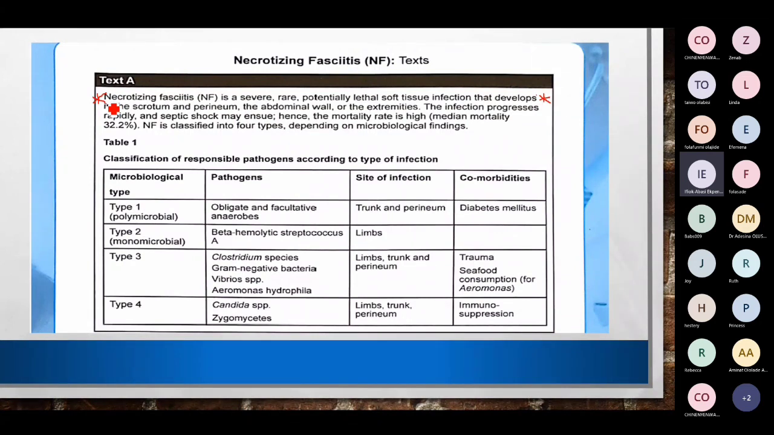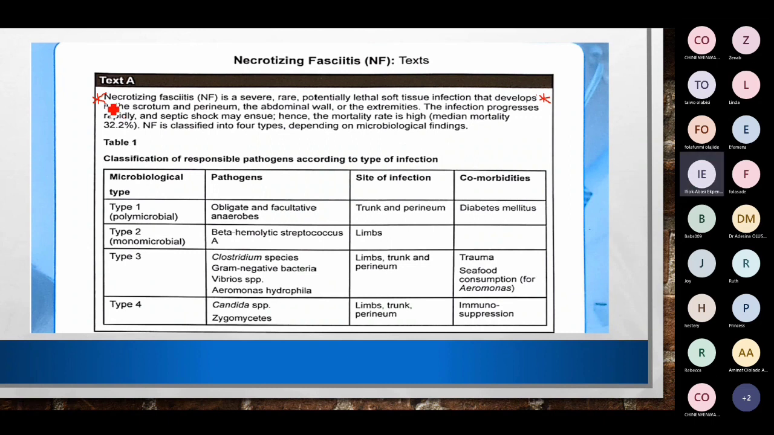Okay, so the next thing to do is how to go about it. You have to read it in a zigzag manner from 1 point on your left to 1 point on your right. I'm going to walk you through it. So the first word that we see here is necrotizing fasciitis. What this entails is that text A talks about necrotizing fasciitis.